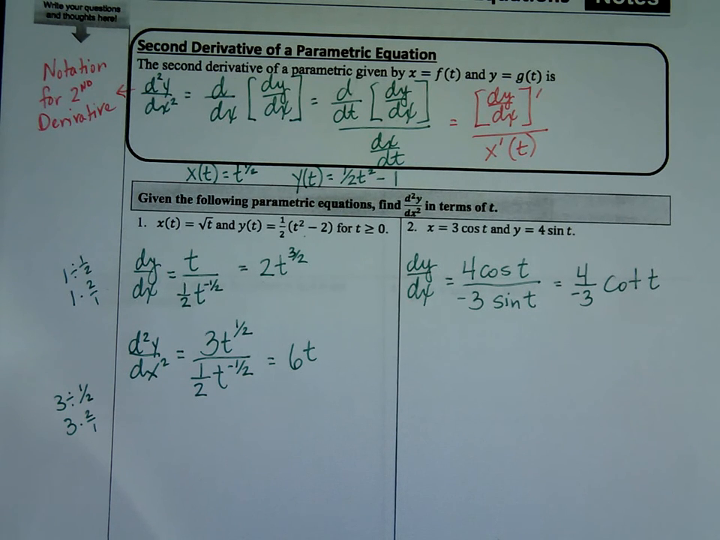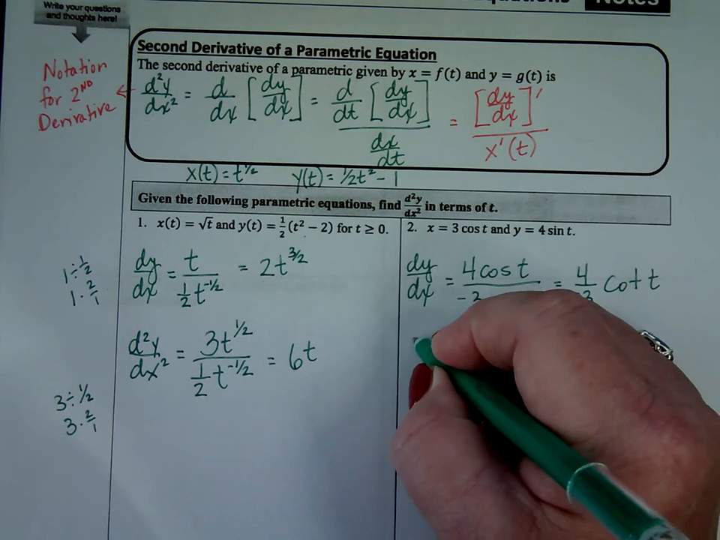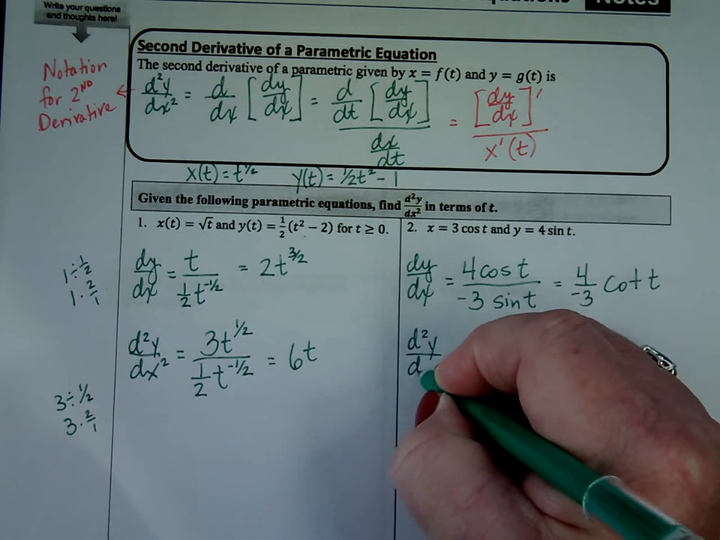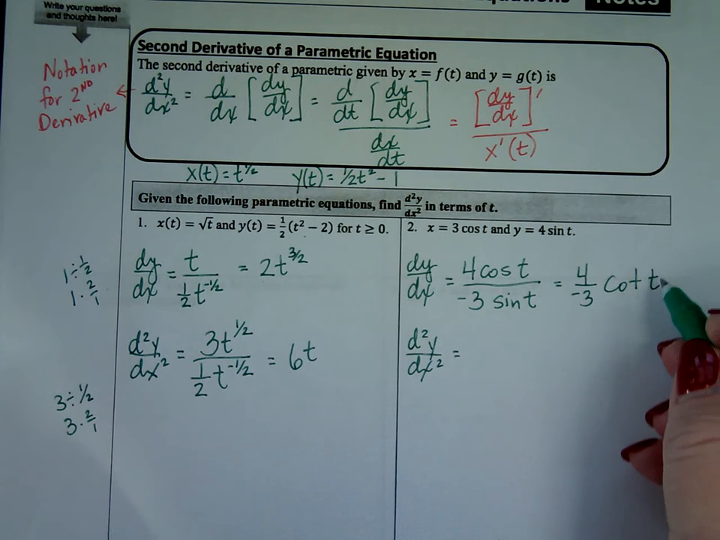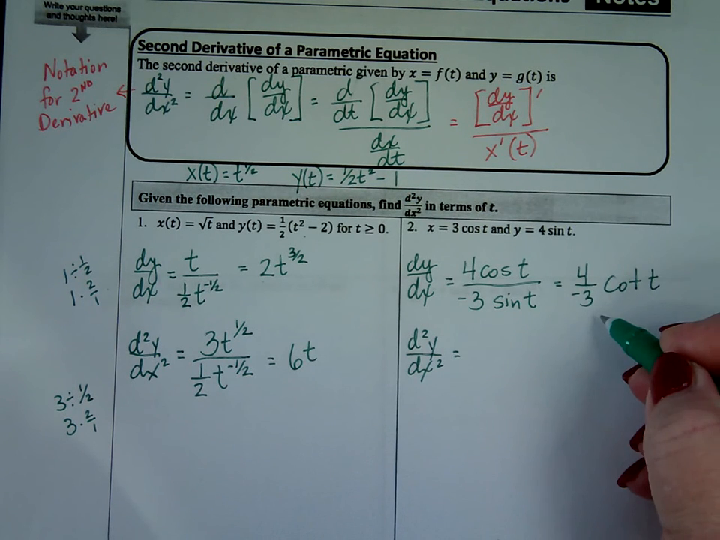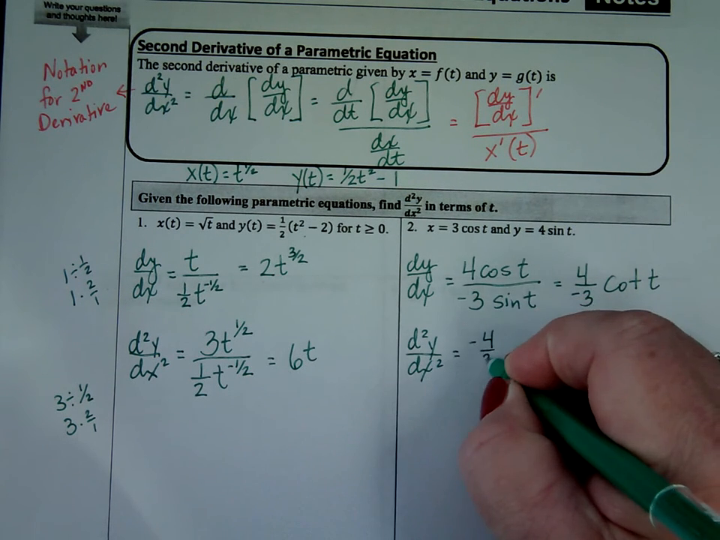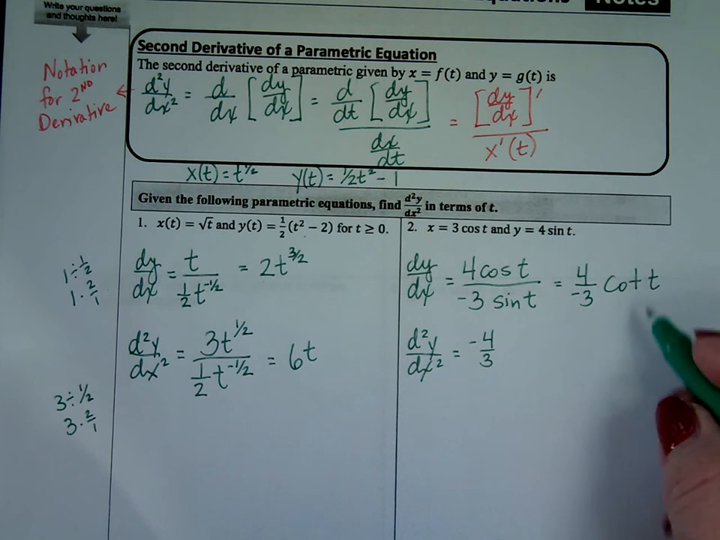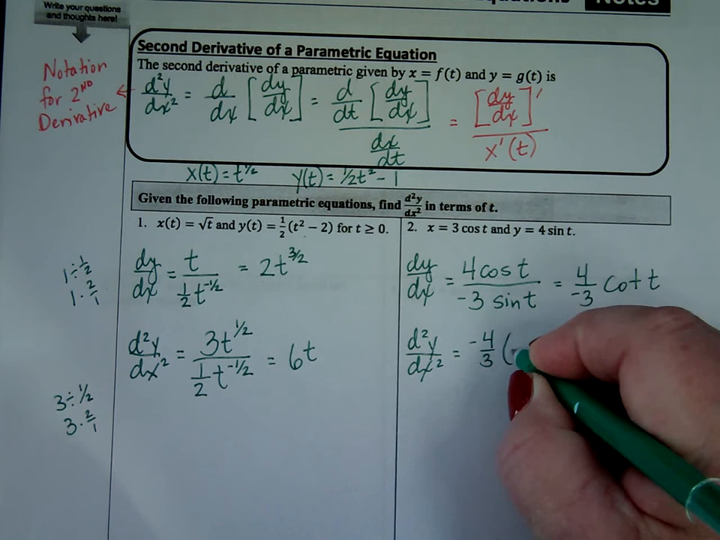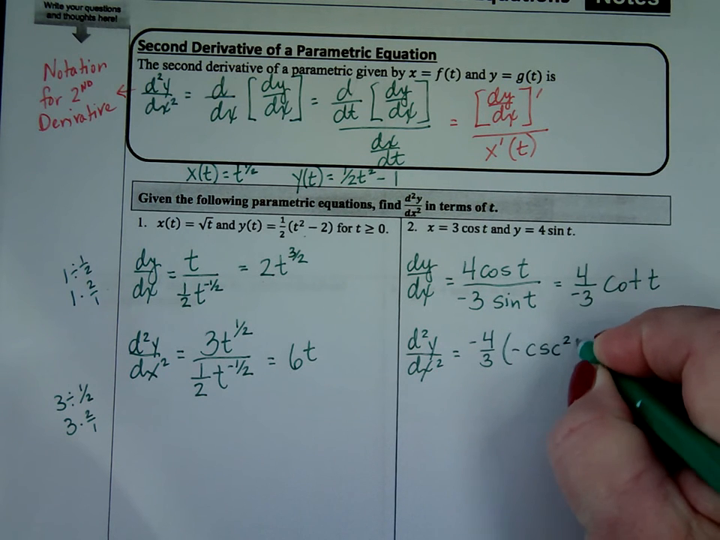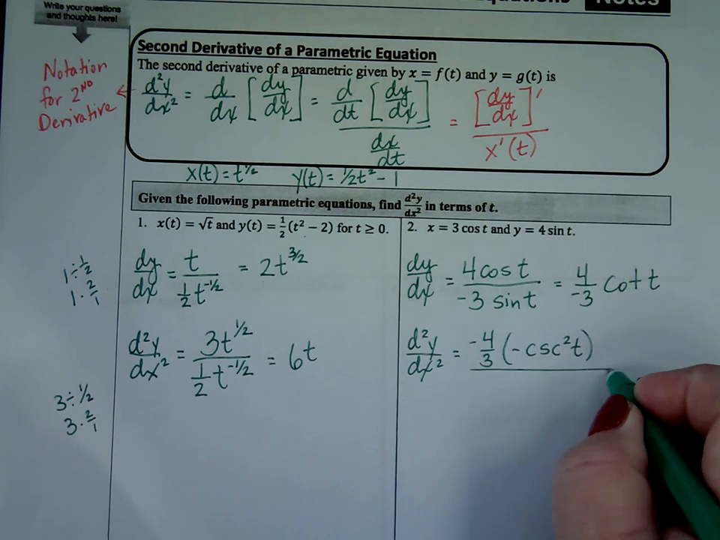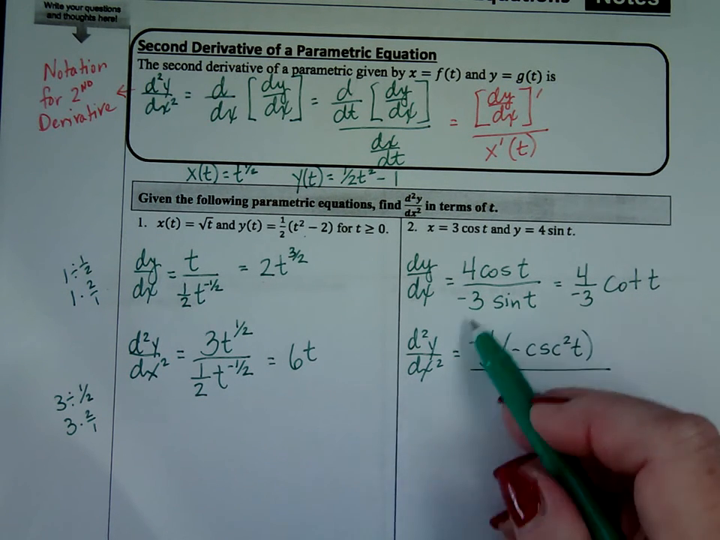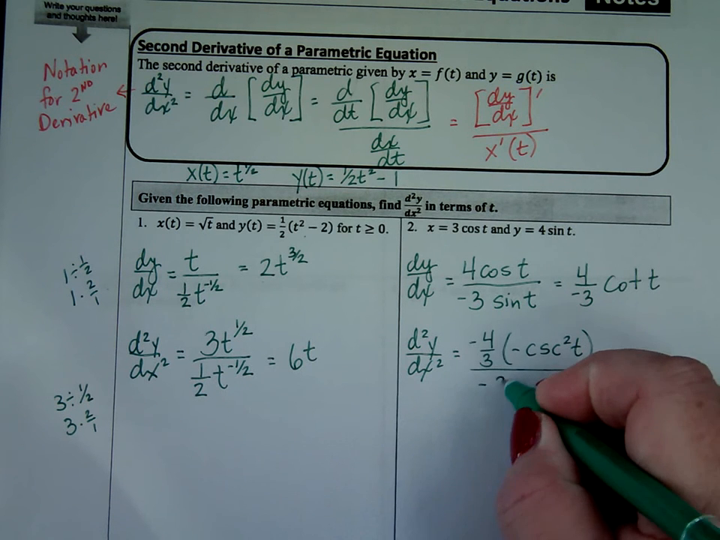So here comes my second derivative. There's my first derivative, here comes the second. I take the derivative of this, negative 4/3. The derivative of cotangent, do you remember? It's a negative cosecant squared, over the derivative of x. Well, that's this guy here, the same denominator I had from up above.